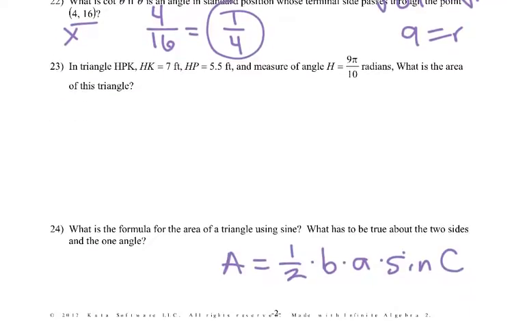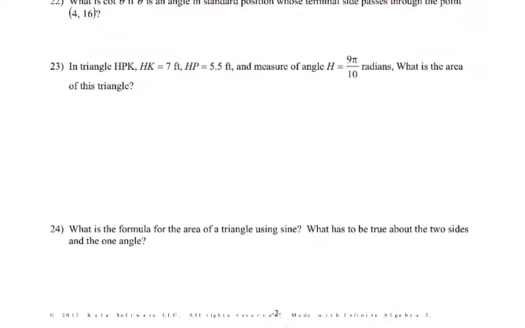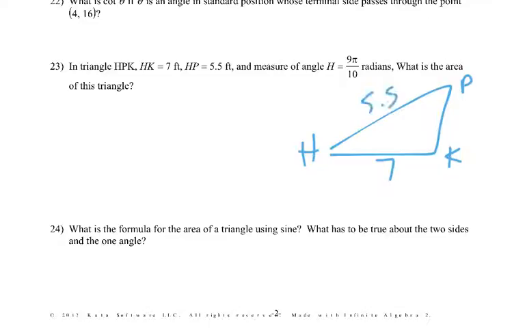Alright, now let's move on to using some of these rules we've learned. Okay, so in triangle HPK, which I like to draw, HK is 7, HP is 5.5, obviously not drawn to scale. Measure of angle A is 9 pi tenths. What is the area of this triangle? And if you look at 20, 20 wants to know the formula for the area of a triangle using sine. Okay, and what is true about the two sides and the one angle?